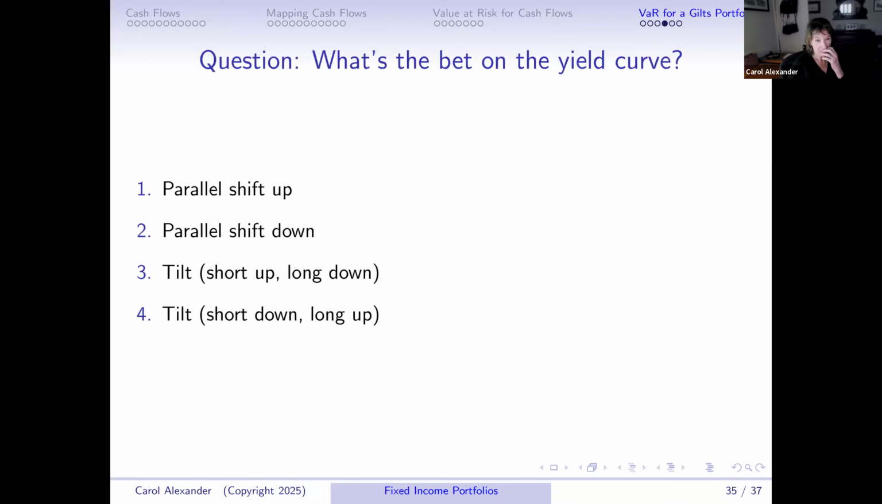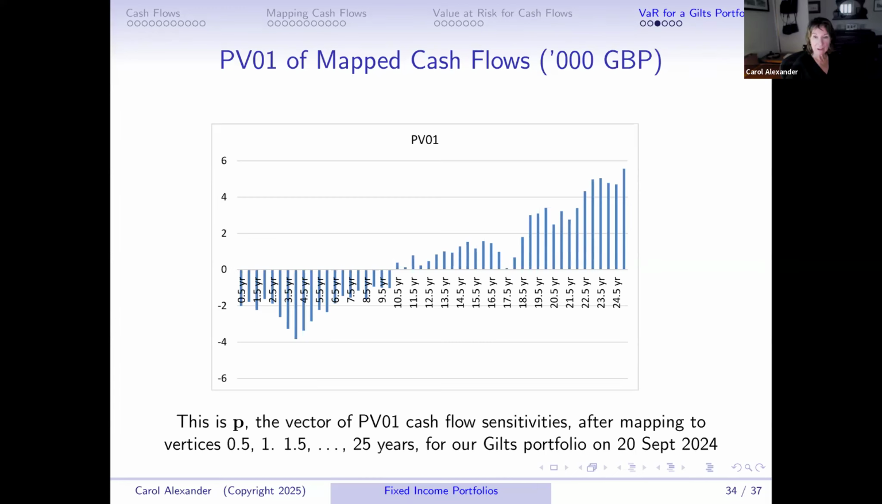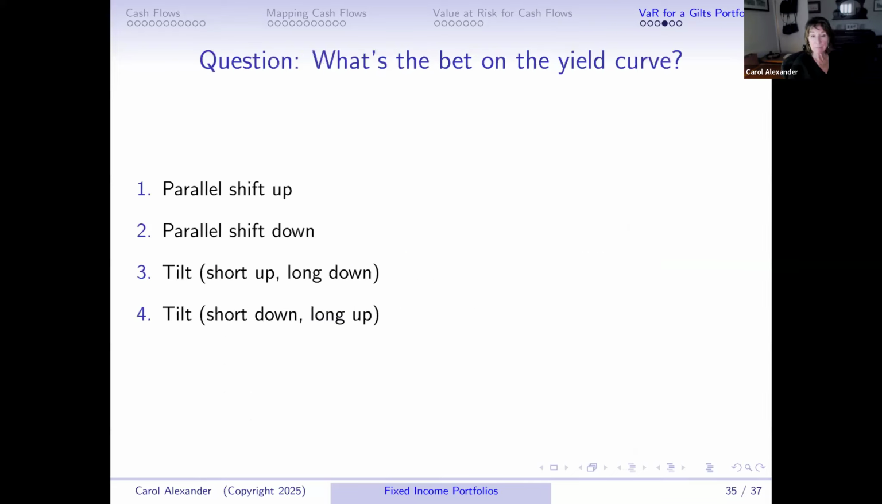So what are we betting on? Are we looking at parallel shift up, parallel shift down, or a tilt where some go up and some go down? What would give us profits on all the cash flows? Well, above 10, we want them to go up because that's when we get a profit. But below 10, we don't want them to go up because we make a loss. So we want them to go down. So we want not a parallel shift in 1 basis point, but we want a tilt where the short rates are going to go down and the long rates are going to go up. So the answer to this is 3.